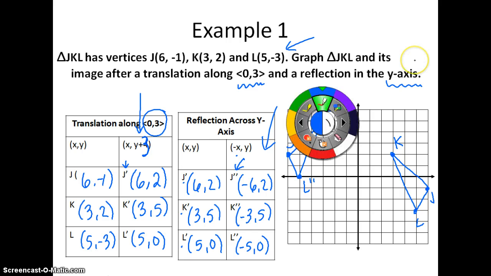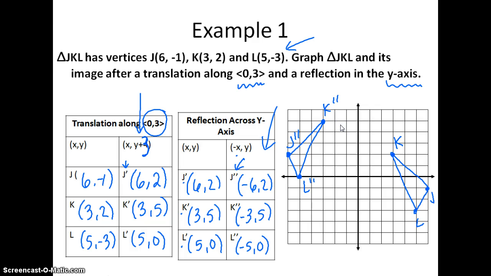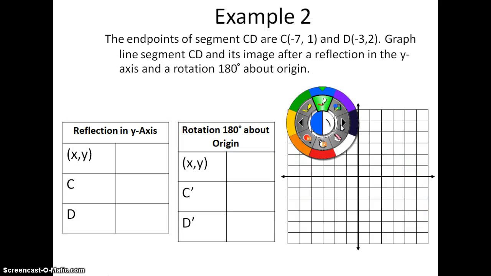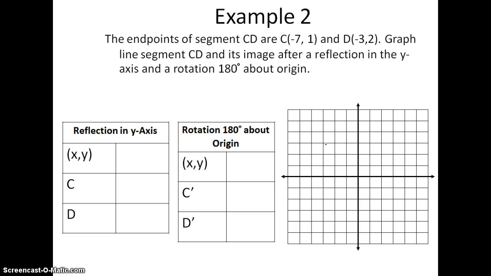Next example. The endpoints of a segment CD are C, 7, 1, and D, -3, 2. Graph the line segment and its image after a reflection in the y-axis and a rotation 180 degrees.